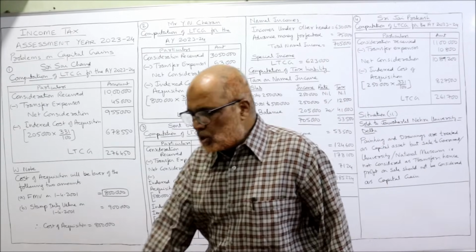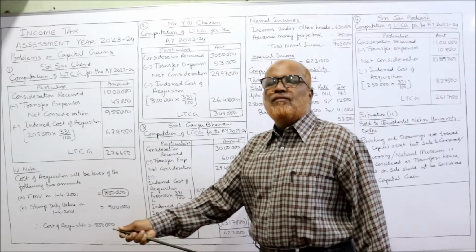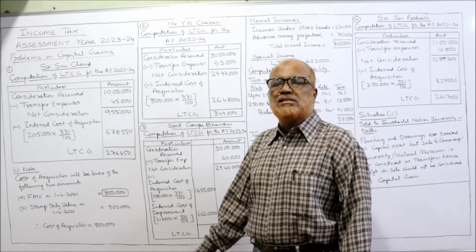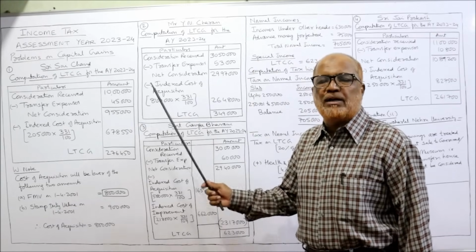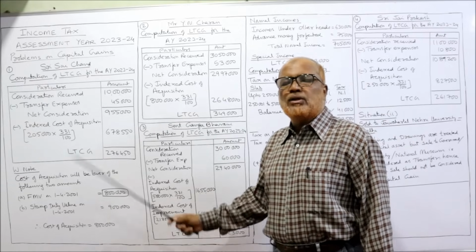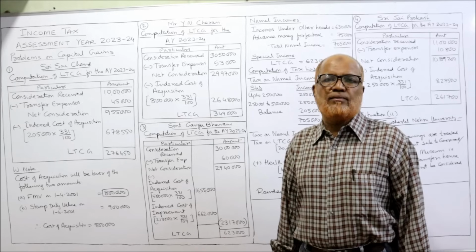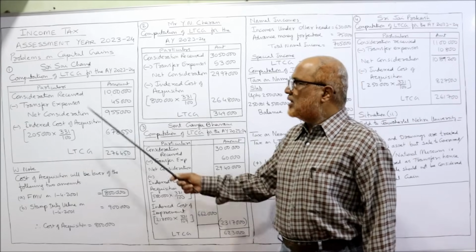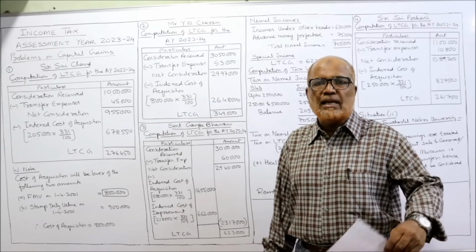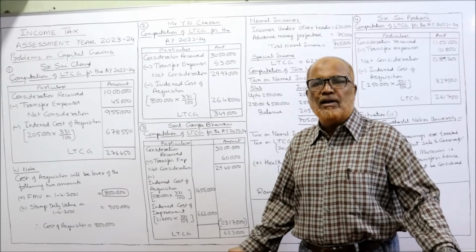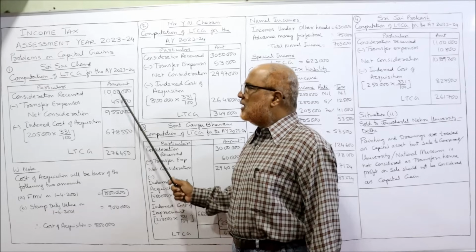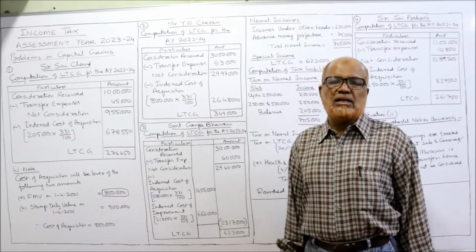Now, the solution of this problem will be like this. First, you write the name of the assessee, Sri Sai Chand. Computation of LTCG, long-term capital gain for the assessment year 23-24. Now, the format is very simple. First, we should take consideration received. This is the sale price. From consideration received, subtract transfer expenses, selling expenses. If it is given, we'll deduct it. Mostly it will be given. So less transfer expenses, we will get net consideration.